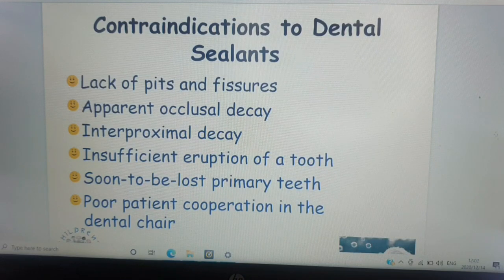And then most importantly, poor patient cooperation in the chair. So if you as a dental team have tried every behavioral management technique under the sun and the patient is still not cooperating, do not perform this procedure, because if you cannot isolate that tooth properly, that sealant is not going to stick. So you're basically just losing material unnecessarily, you're losing money unnecessarily. So you'd rather just leave that child alone.